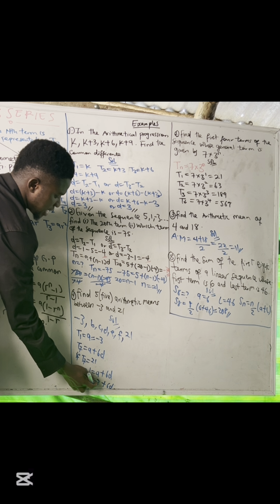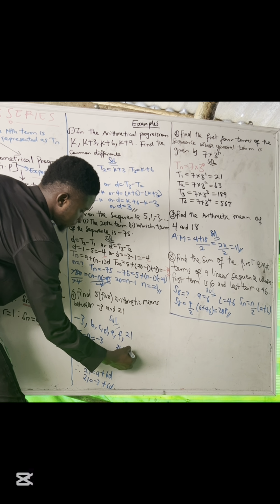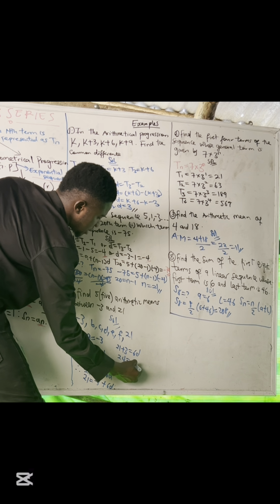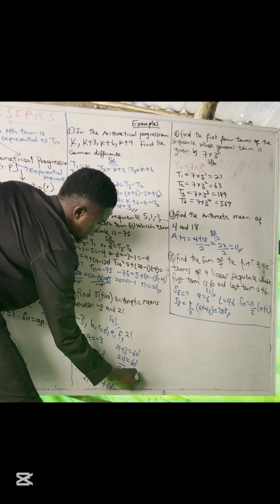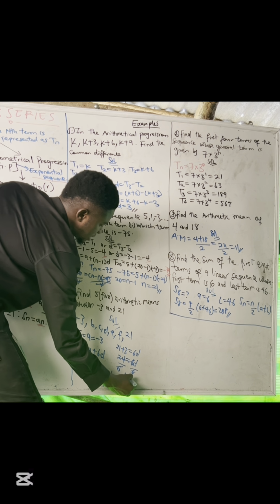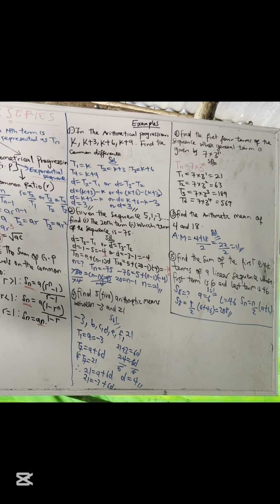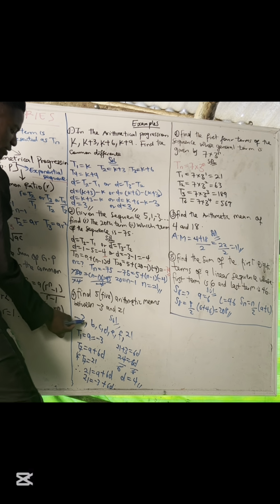This minus 3, I will bring it to the other side. It is going to turn to 21 plus 3 is equal to what? 6d. That is, 24 is equal to 6d. Then divide both sides by 6. My d is equal to what? 4. Because 24 divided by 6 is 4.